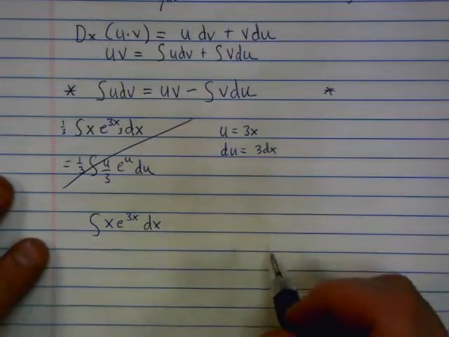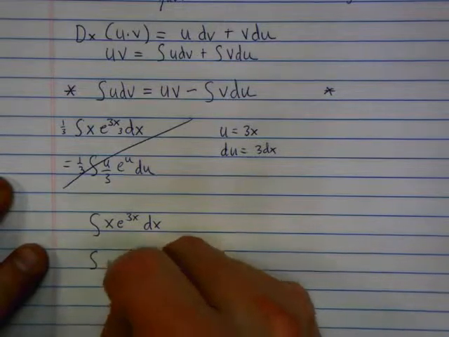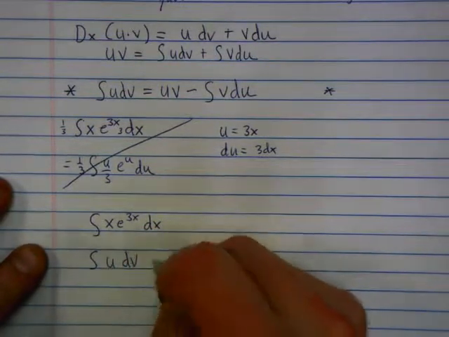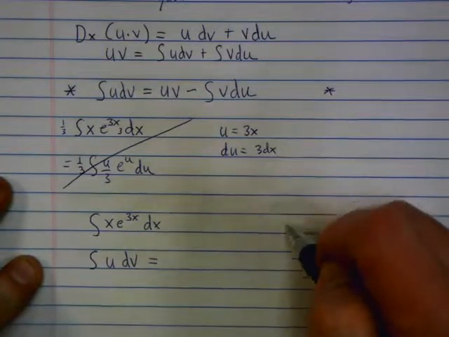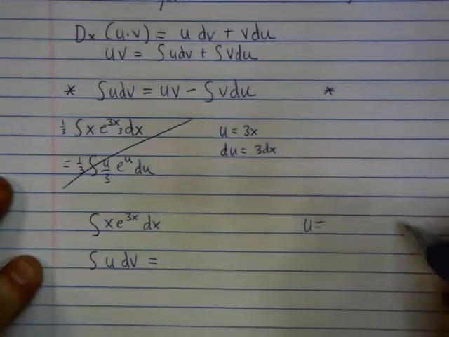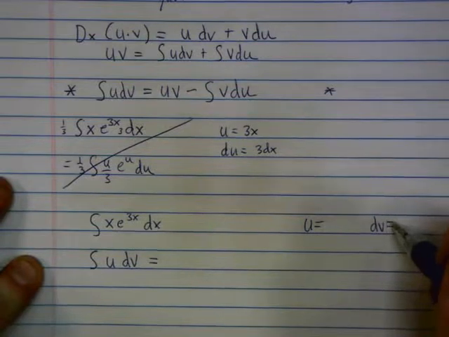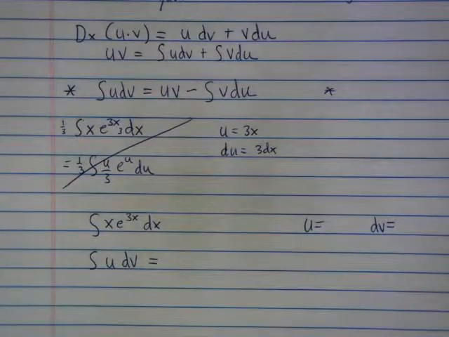Alright, so to use our integration by parts formula, we have the integral of u dv. We need to make a guess. We need to pick something to be u, and then whatever is left, we'll call it dv. So we have two choices. We could pick u to be x, or we could pick u to be e to the 3x.